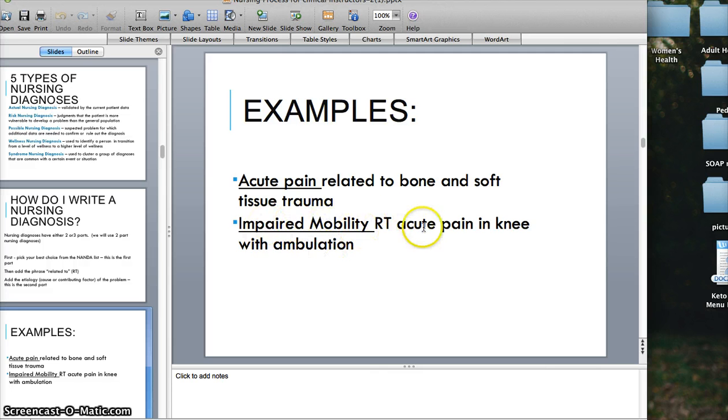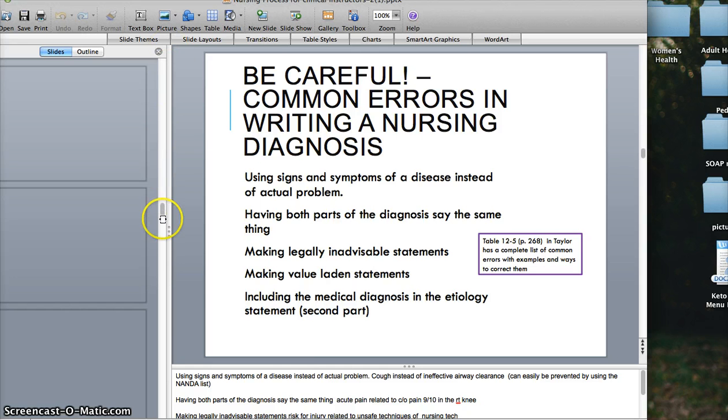Impaired mobility related to acute pain in the knee with ambulation. Okay, I think that might be as far as we go this week. Let me just check. Oops, I went too far.